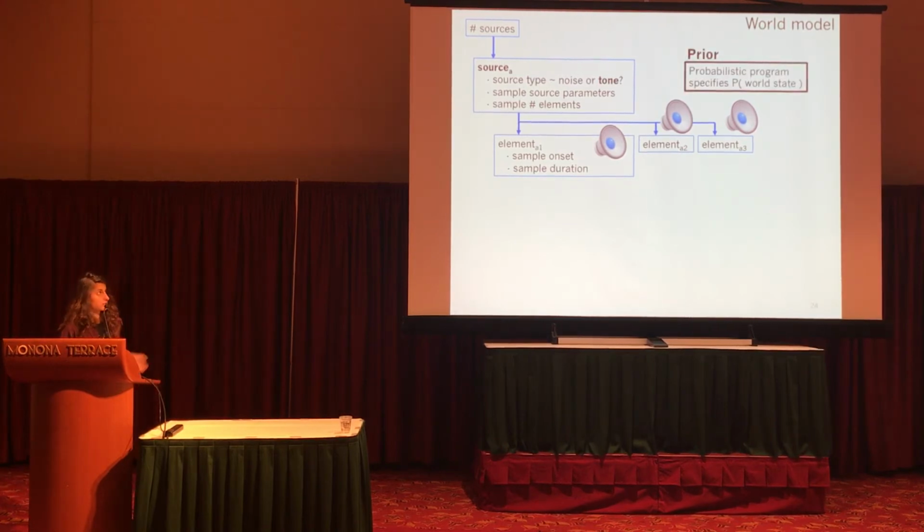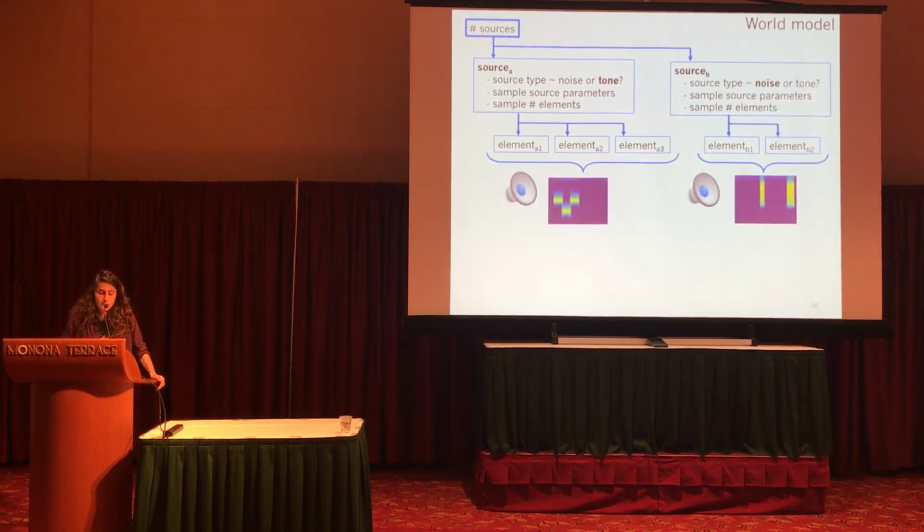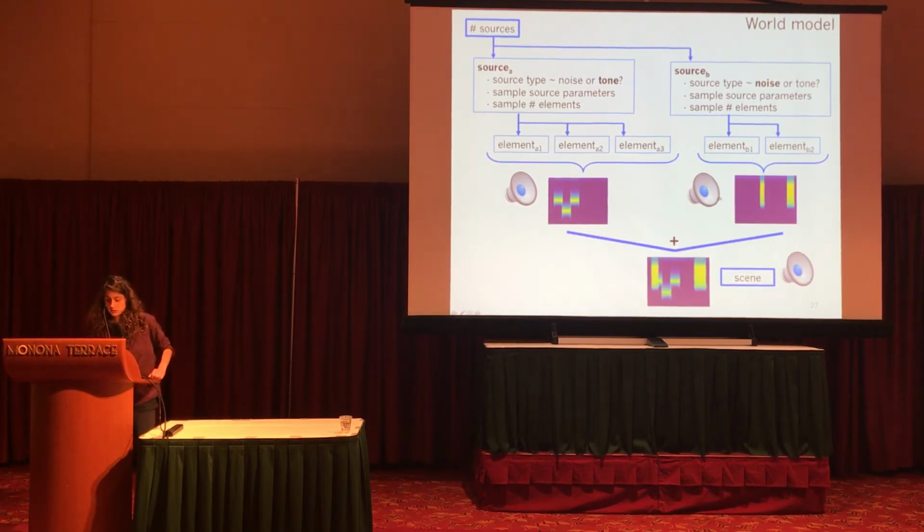Now, given that whole set of sampling statements, this defines a prior probability over this world state. And since this is a symbolic description of a world state, we can now generate the sound that that source makes. So this tonal source might make this sound. And then represent it as a cochleogram, which is just like the spectrogram that we saw earlier, except it's based on the filtering properties of the human ear. And so that gives us our auditory scene. So I'll go through this again, but what happens if we have more than one source? So here we've additionally sampled a noise source. It makes a sound like this. And now we simply add those sounds up to get our final scene.